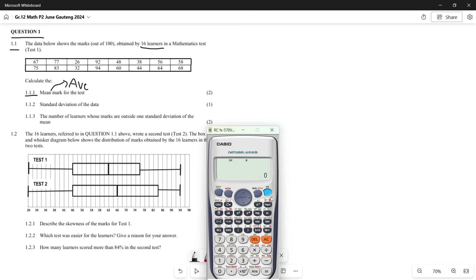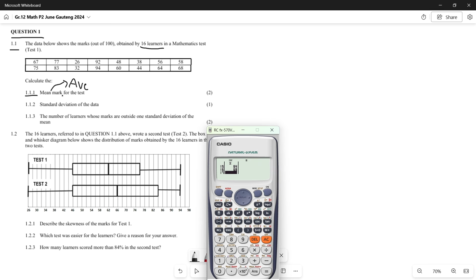Cool. So we have our calculator here. What we're going to do is go mode. We're going to go number 3 over here for our stats mode, and then we click number 1 because we only have one variable here. Once we plug in 1, we can type in all of these values. So we type in 67, click equals, type in 77, click equals, 26 equals, and so on. Once we've reached all 16, we can double check that there were 16 values as they said, so we typed in all of the values.